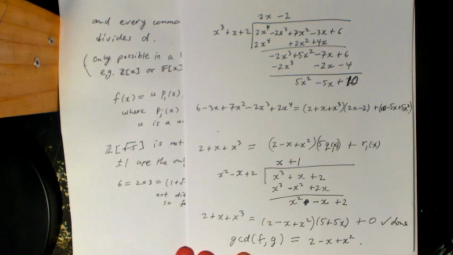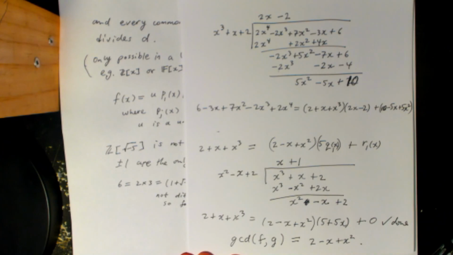Okay, and so yeah, of course, there's an extended Euclidean algorithm to go with this as well, to be able to solve what is the analog of a linear Diophantine equation involving the f and the g, and the GCD, of course.